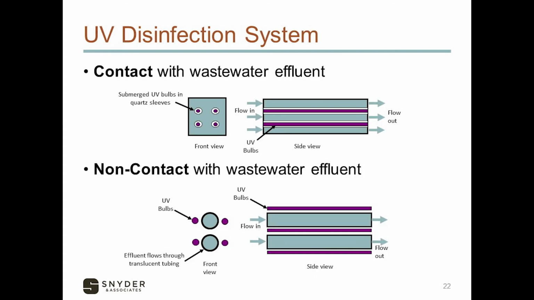Here's kind of a cartoonish drawing of how that looks. The lamps are in purple, flow is in blue, and you can see that the lamps are in the dry, which has some advantages, and the water flows in between. In a contact unit, which is the top unit, you can see the water is actually touching the tubes. So it's quite the opposite in a non-contact. The water flows through the pipe, the lamps sit in the dry.